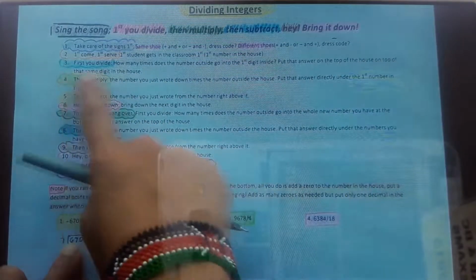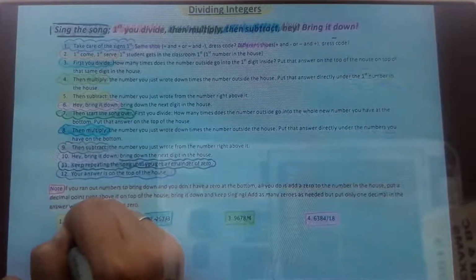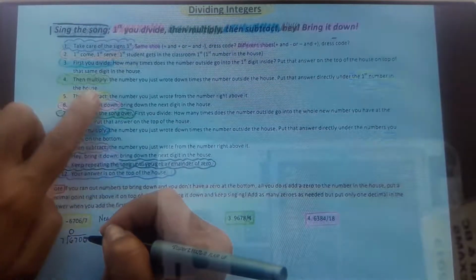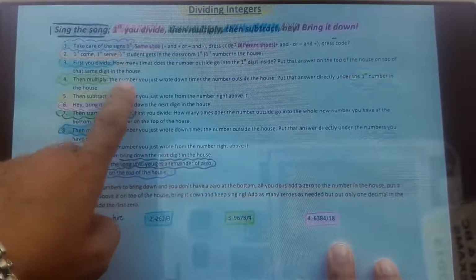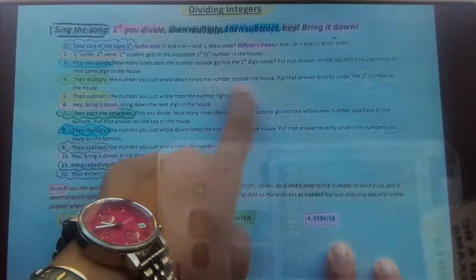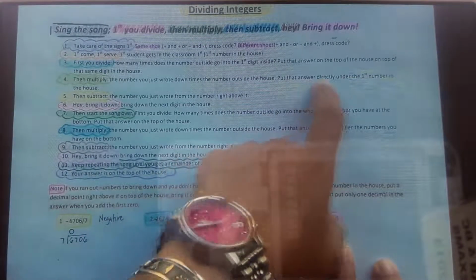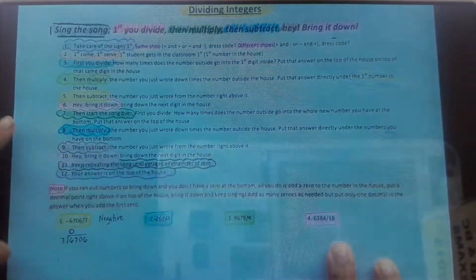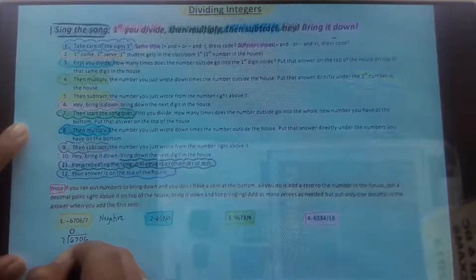So, how many times does 7 go into 6? 0 times. So that's my first you divide. Then the next step, then multiply. Multiply that number you just wrote down times the number outside the house. Put that directly under the first number in the house. So 0 times 7 is 0. So you're going to put 0 right underneath it.